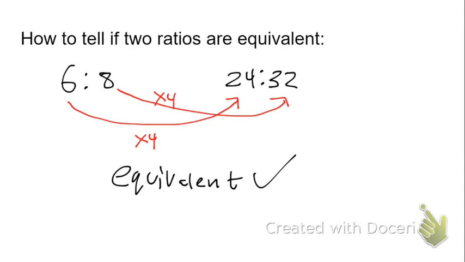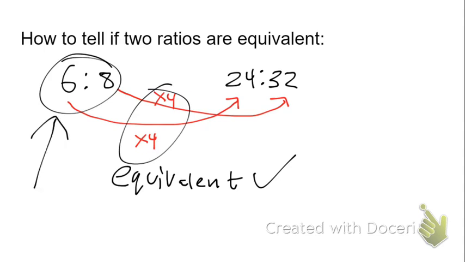So they are equivalent because I can multiply both values on one ratio by the same number, right? You multiply them both by 4 to get to the other ratio. I'll repeat that. They are equivalent because I can multiply both values from that first ratio by the same number, in this case 4, to get to the second ratio.